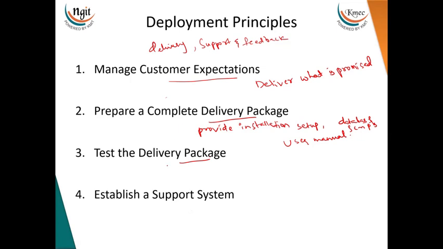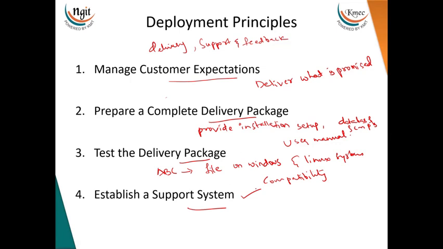Suppose, for example, let us say we have delivered a project, the product name let us assume as ABC. We just have to run this ABC file, say for example, on Windows operating system and Linux systems, etc., in order to ensure the compatibility. So this is what the test the delivery package principle says. Next, the fourth point is to establish a support system. This is to provide the channels for user assistance. We have to provide the user various channels for assistance.